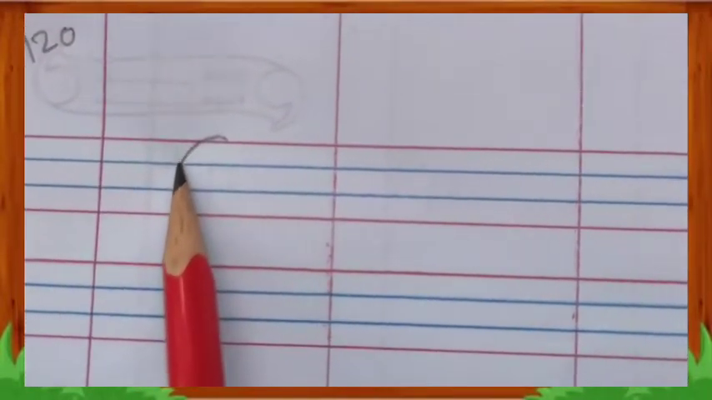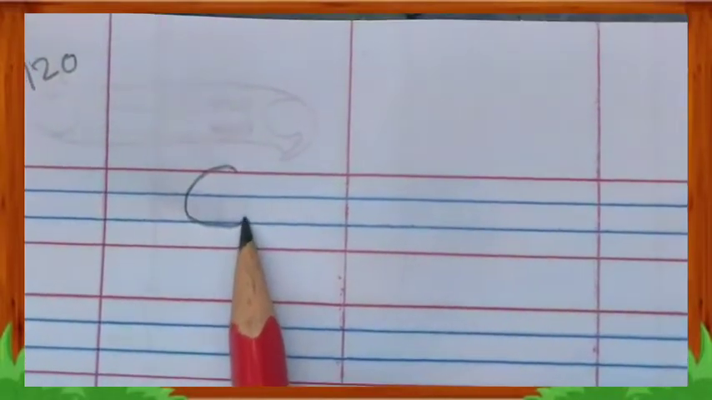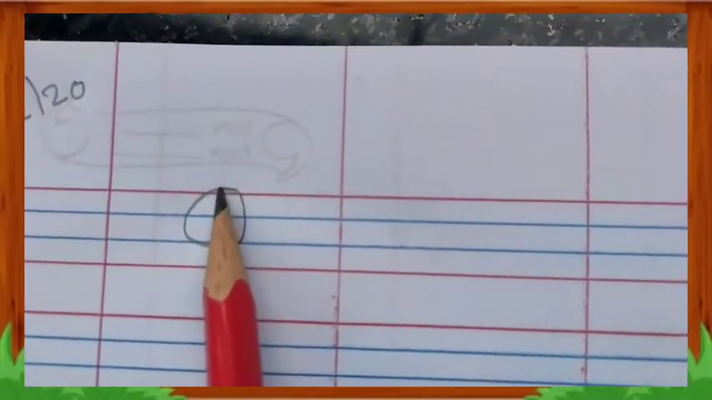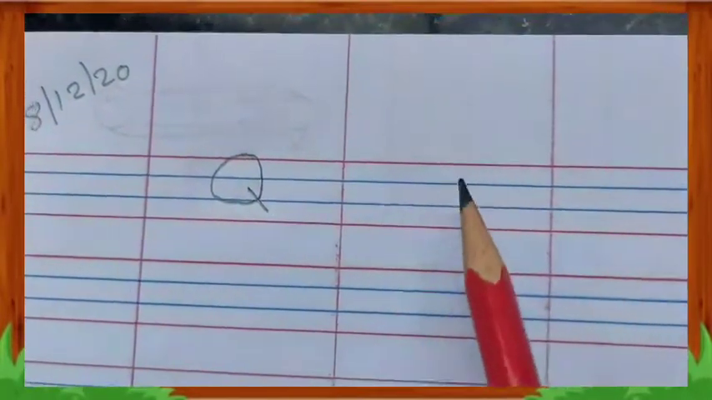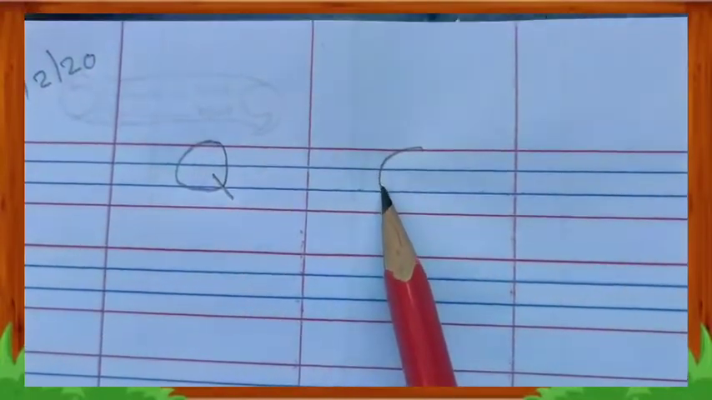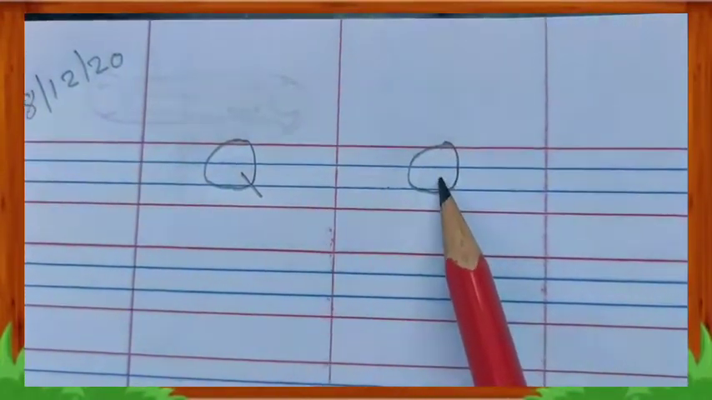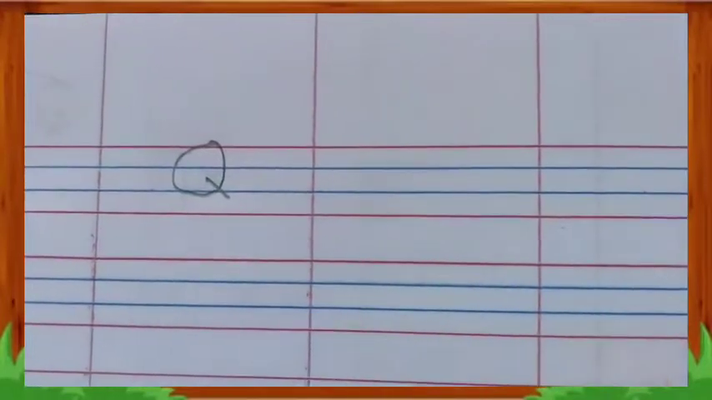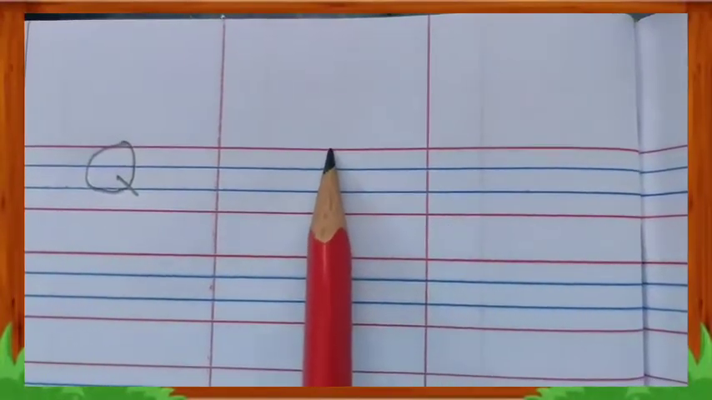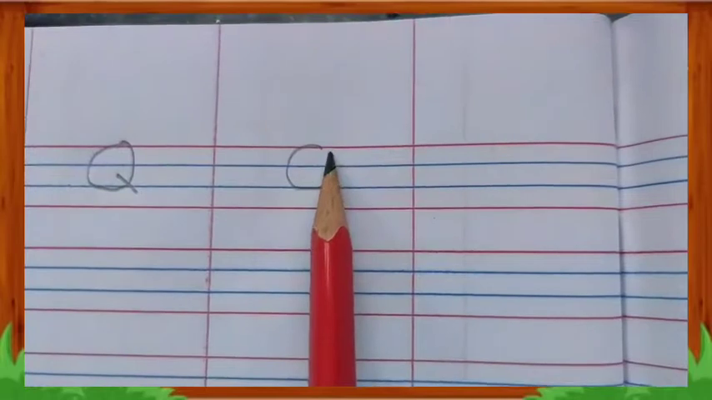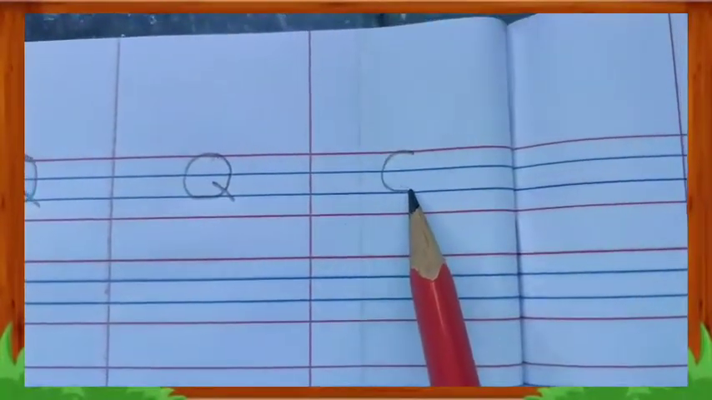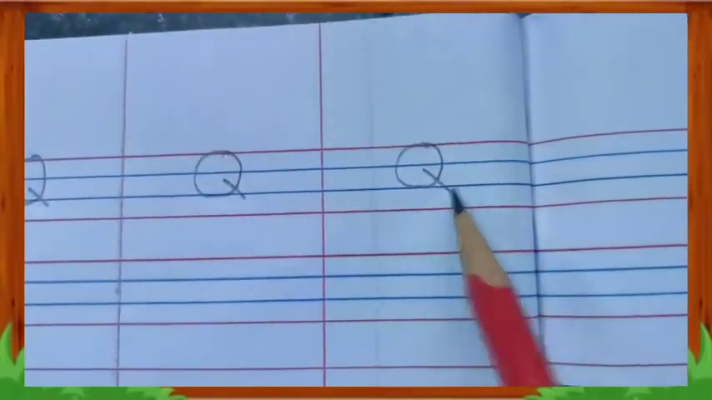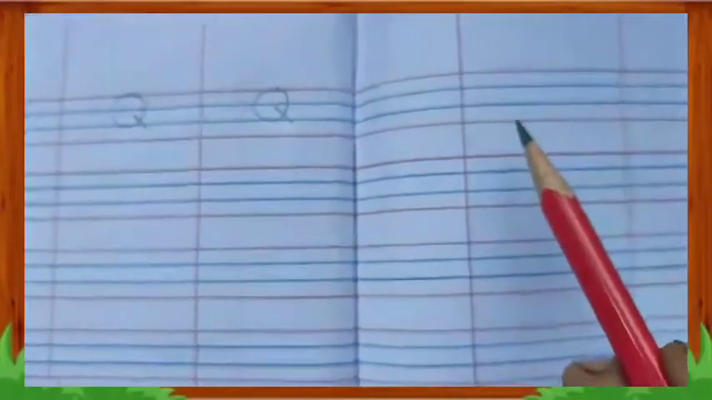How to write in a 4-line book? Start from the top and stop. Small standing line. Capital letter Q. Next, small letter Q.